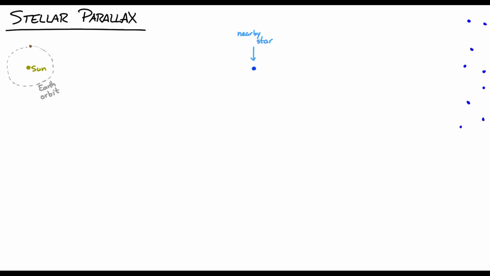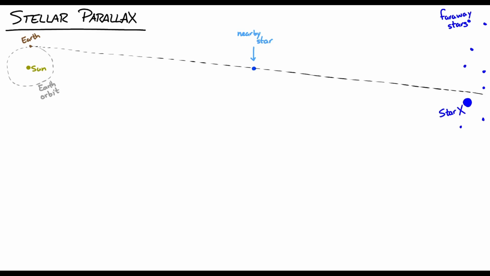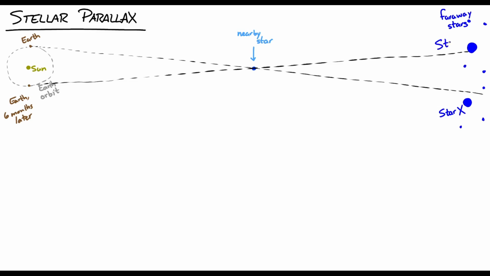Now, if we have the Earth right here at one time, and an observer observes this nearby star, when they observe the star, it will appear next to this star. Call this star star X. And then we wait 6 months, and the Earth is on the other side of the sun, and we observe this nearby star again. From the perspective of the person on the Earth now, that nearby star is going to be next to this other star, call it star Y.